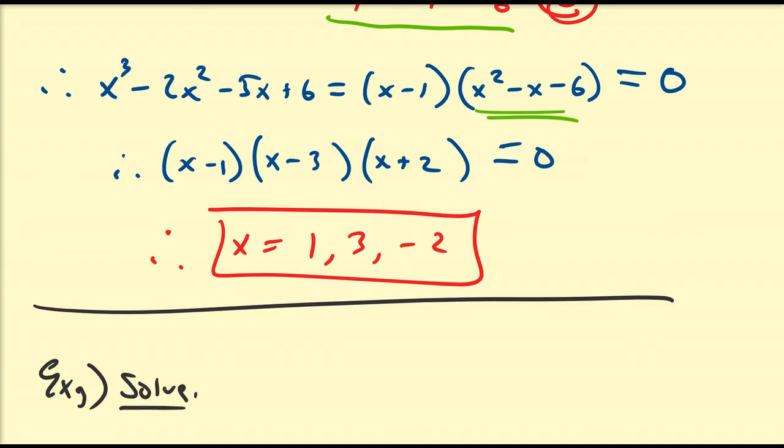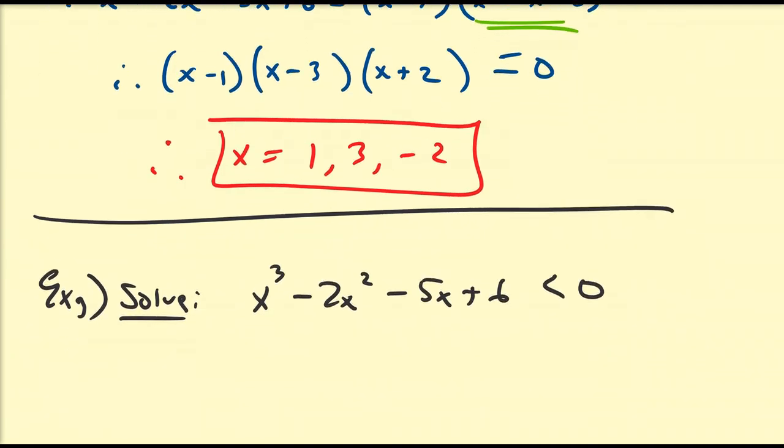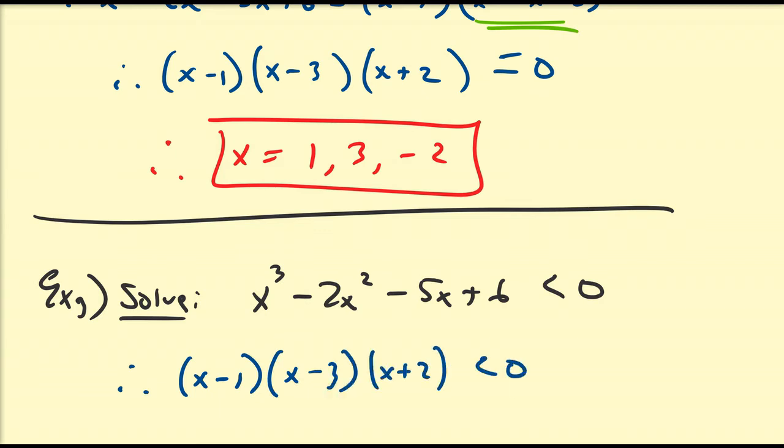So let us find all values of x such that x cubed minus 2x squared minus 5x plus 6 is less than 0. So now we're going to be looking for intervals of x that make this true. So already we have factored this expression. So we've shown that this is the same as x minus 1 times x minus 3 times x plus 2 is less than 0. So when you want to solve polynomial inequalities, the first thing you should try to do is factor the expression when it's set equal to 0.